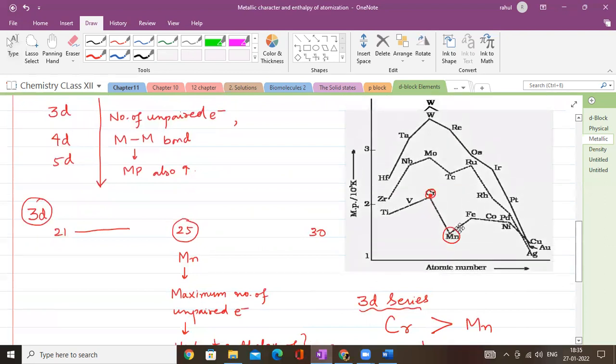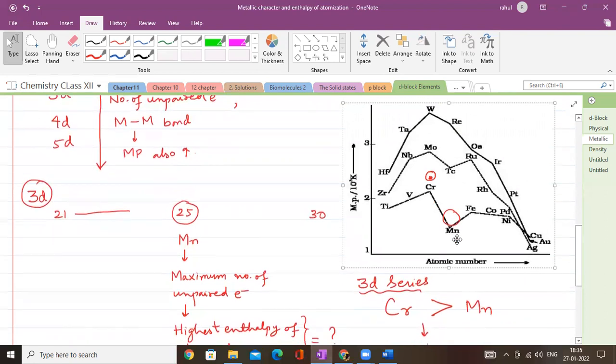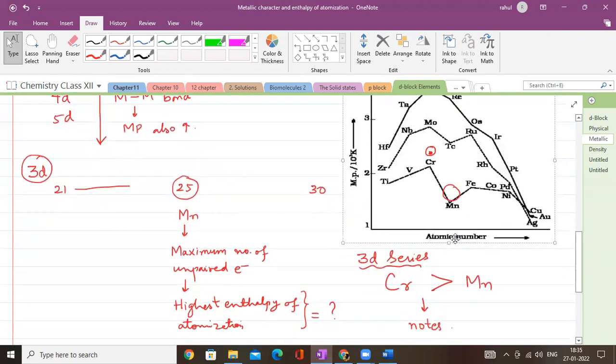तो अगर एटॉमिक नंबर को मेल्टिंग पॉइंट के साथ प्लॉट किया हुआ देखा जाए तो आपको क्या दिख रहा है? मैंगनीज के पास मैक्सिमम नंबर ऑफ अनपेड इलेक्ट्रॉन्स होते हैं, यानी इंथैल्पी ऑफ एटोमाइजेशन हाईएस्ट होनी चाहिए इसकी. प्रॉब्लम है बेटा, इसकी इंथैल्पी ऑफ एटोमाइजेशन कम होती है और आप देख रहे हो क्रोमियम की ज्यादा है.